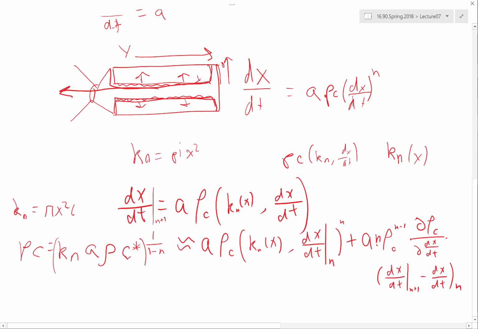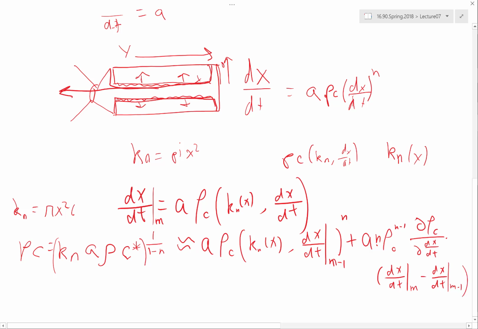Or I think it's probably easier to say this at n is equal to this. I think I mixed the use of n. So let's use m as my time step. Sorry, so this is m minus 1. Does it make sense?